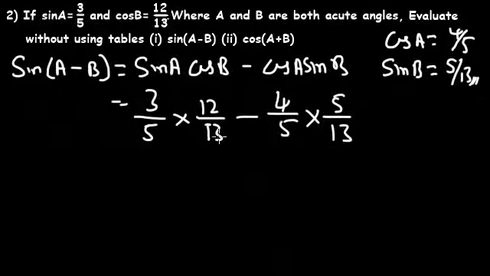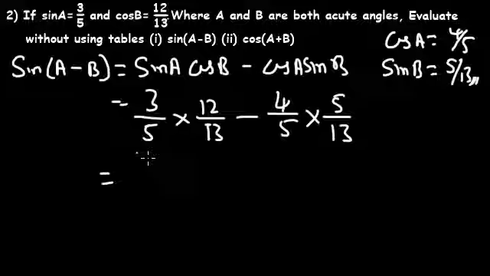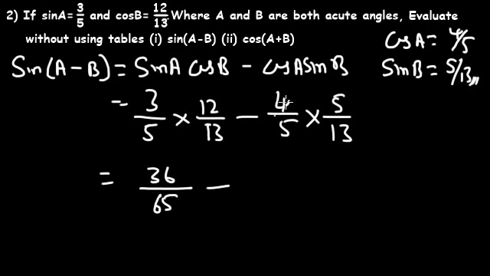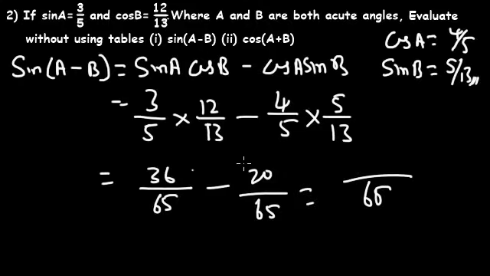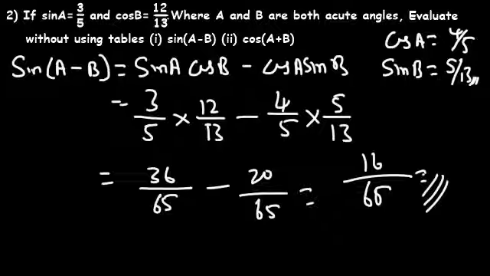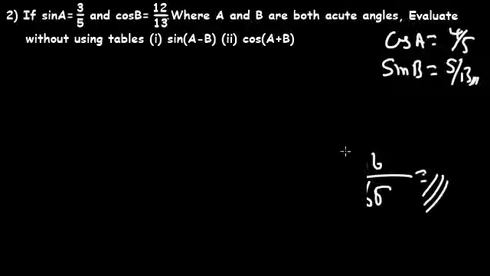We have 5/13. So we can multiply 3 times 12 gives us 36, divided by 5 times 13, that will give us 65. The minus 4 times 5 gives us 20, divided by 5 times 13 gives us 65. LCM can become 65. 36 minus 20 gives us 16. So can we reduce? Not at all. Final answer is 16/65. So that's how to easily answer this kind of question as well. Without any further ado, let's consider the second question.